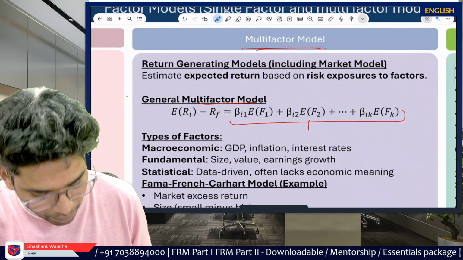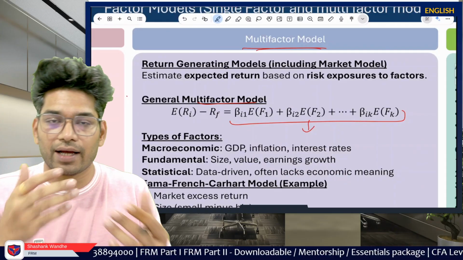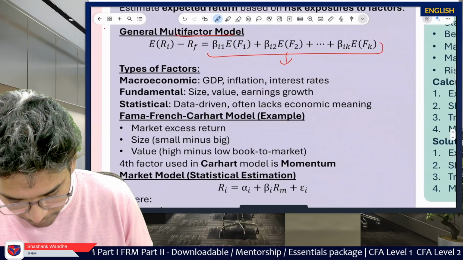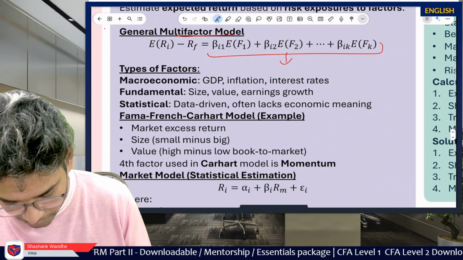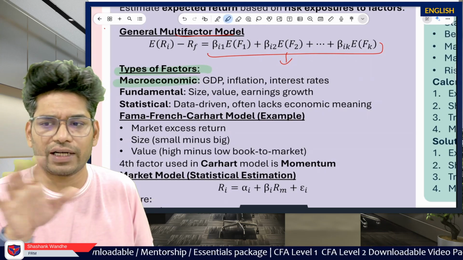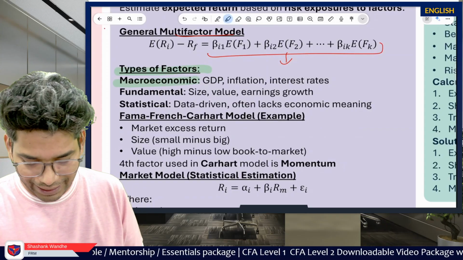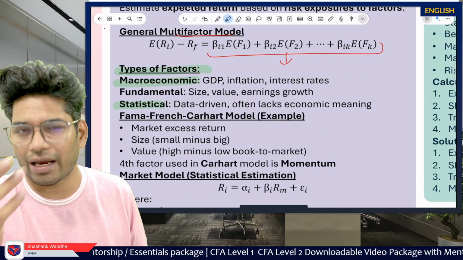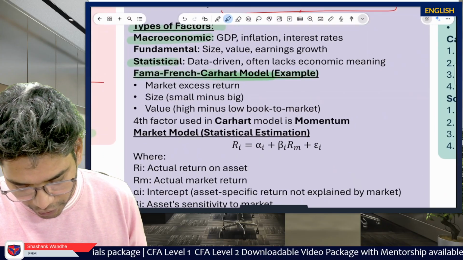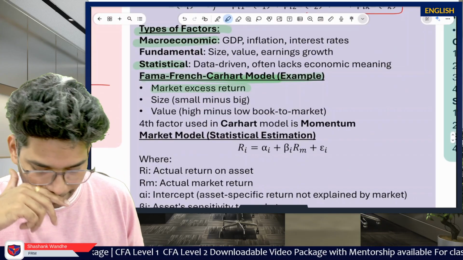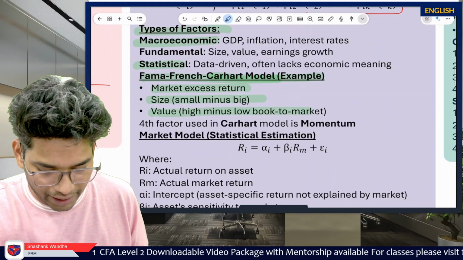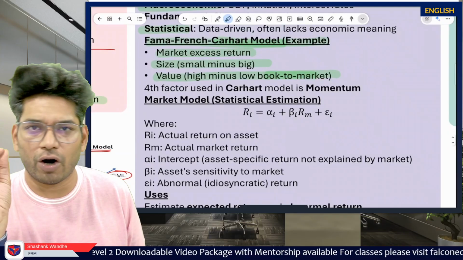Now this multi-factor model is used by other mathematicians, and then they added specific factors. The types of factors which can be used are: in the macroeconomic factors you can use GDP, inflation, interest rate; fundamental factors like size, value, and earnings growth; and statistical factors, which are data driven. The Fama, French, and Carhart model uses the market excess return, size, small minus big, and value, high minus low book to market value. This is the model. This much is important.